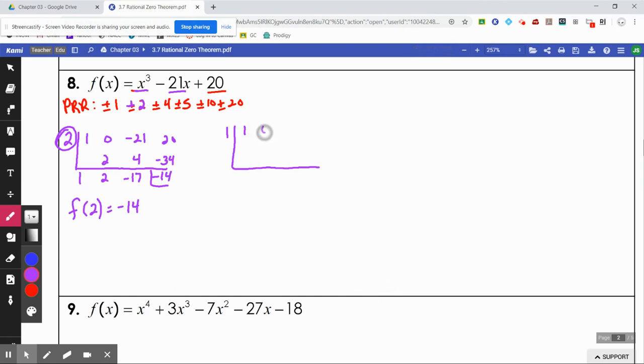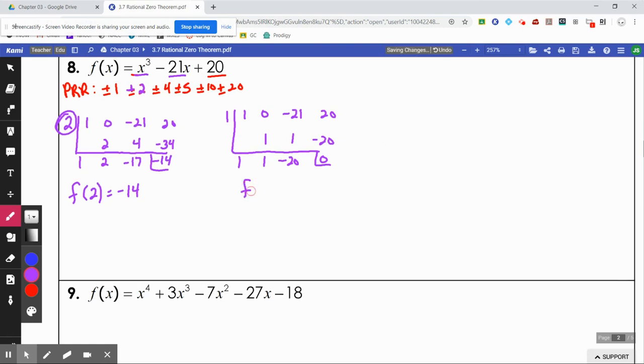Same list of coefficients, negative 21 and 20. Bring down the 1, multiply, add those two together, multiply, negative 20, multiply, and it gives you 0. So therefore f of 1 is 0, which means that when I plug in 1 for x, I get 0 for y. So since (1, 0) is on my graph, that's one of my x-intercepts.